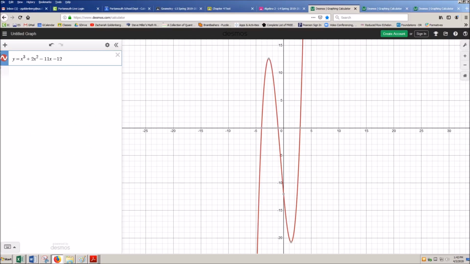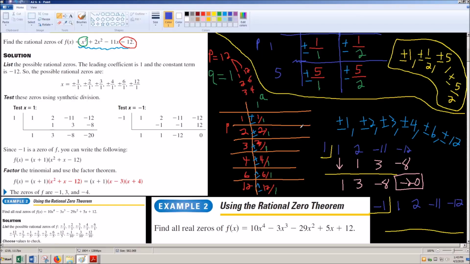So here's the graph for this equation. I'm just using Desmos to do this. So I have x cubed plus 2x squared minus 11x minus 12. I've zoomed out to show you in general what this graph looks like, and now I want to focus on this. I see a 0 here at negative 4, a 0 here at negative 1, and a 0 here at 3. So I've got a pretty good suspicion here that negative 1 is going to work out for me.